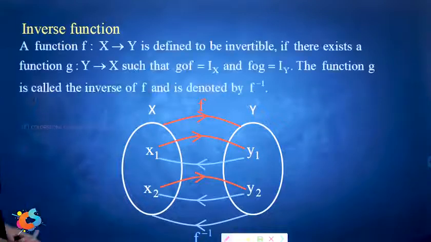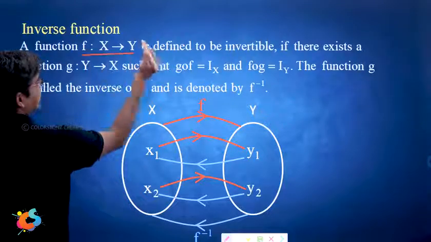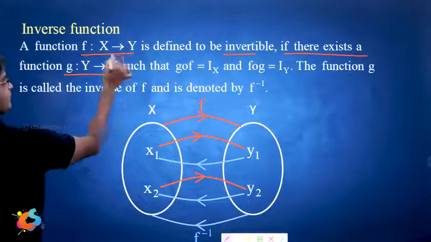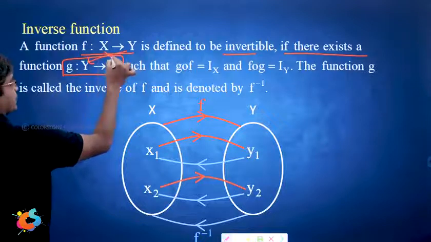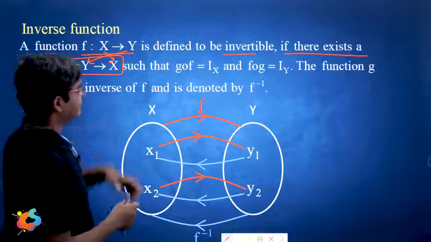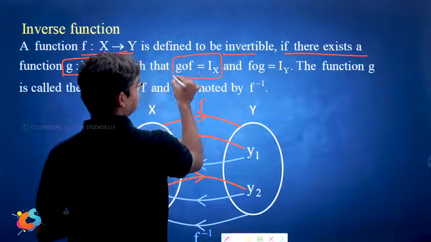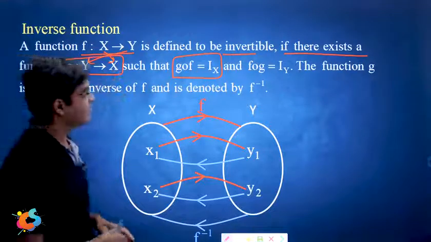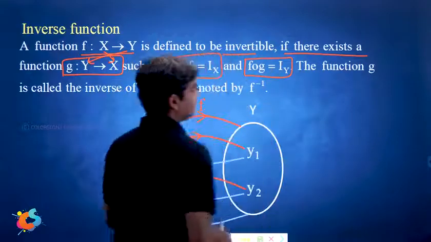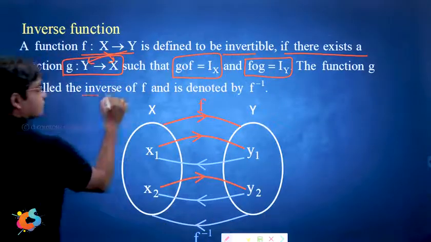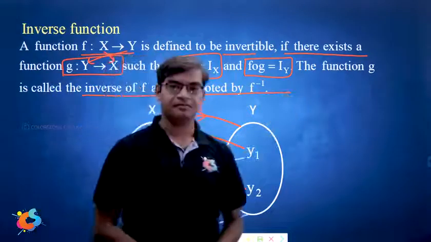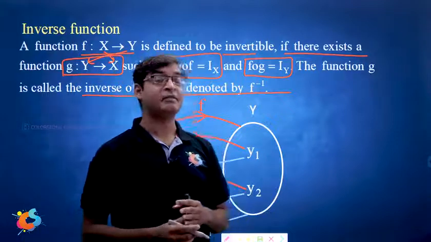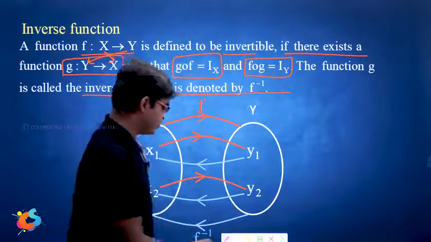Inverse function. A function f mapping from x to y is defined to be invertible if there exists a function g mapping from y to x, so interchange the domain and codomain, such that the composite function g circle f is an identity function defined on domain of f, that is x, and f circle g is equal to iy. The function g is called the inverse of f and is denoted by f inverse. Okay, if you can find such a function, then that will be our inverse function and it will be denoted as f inverse.